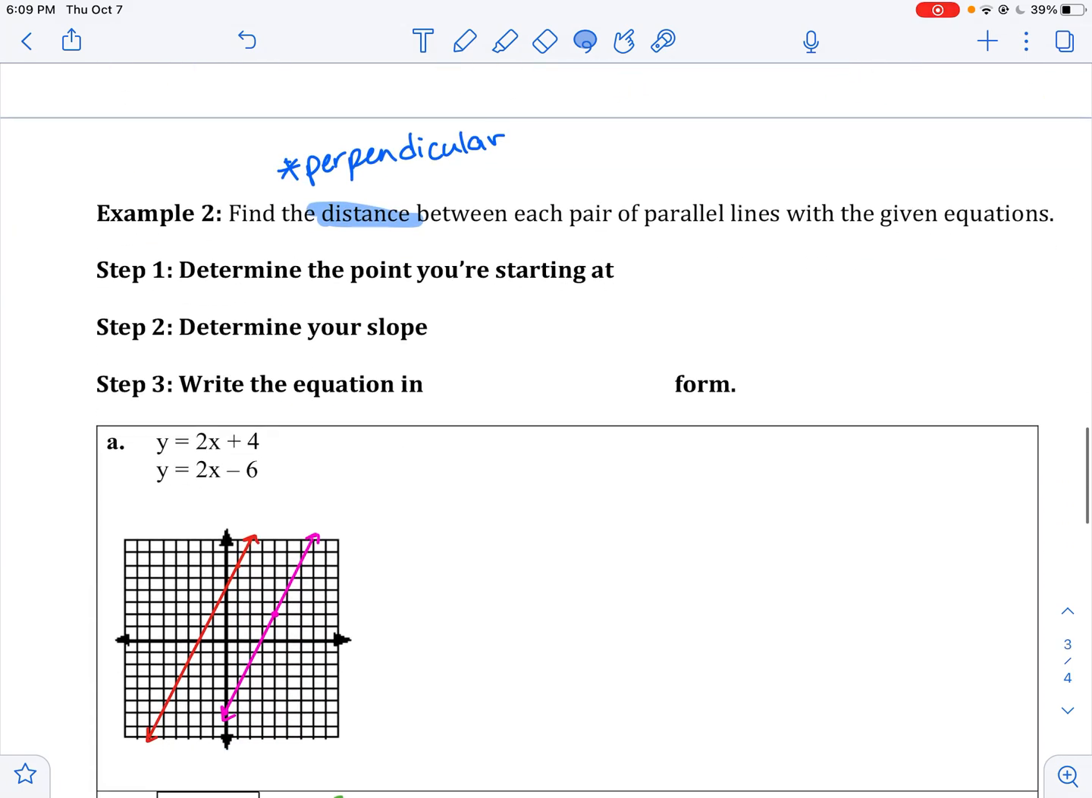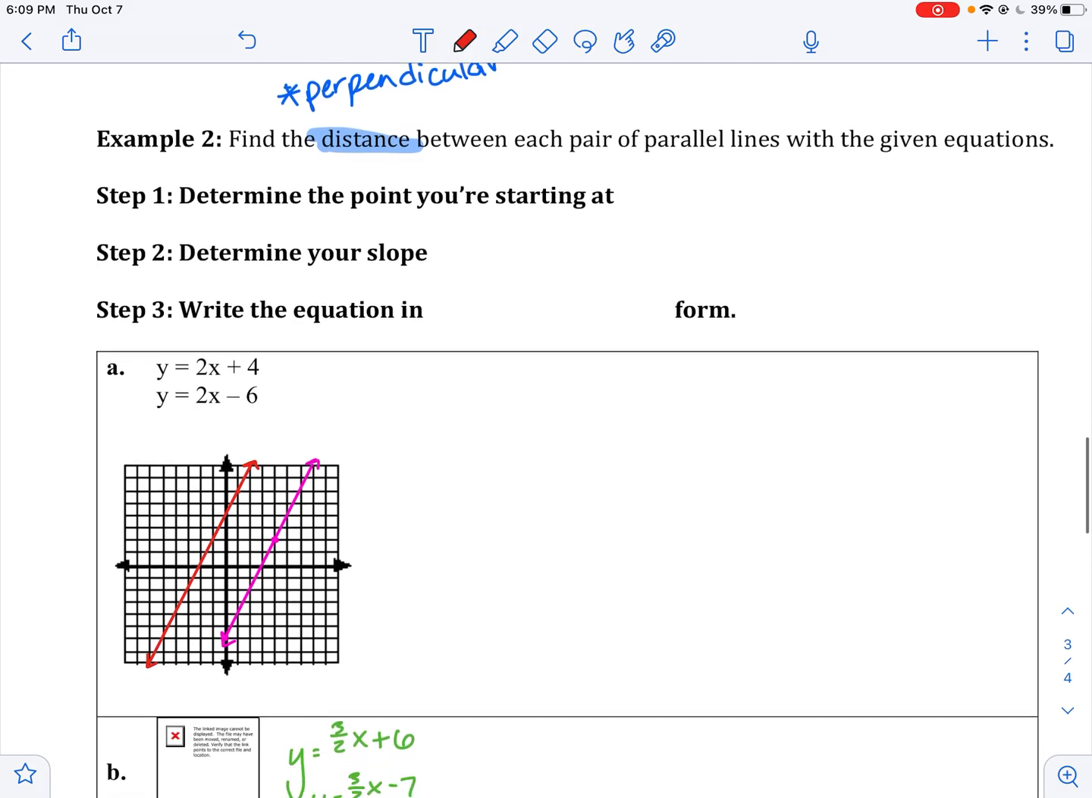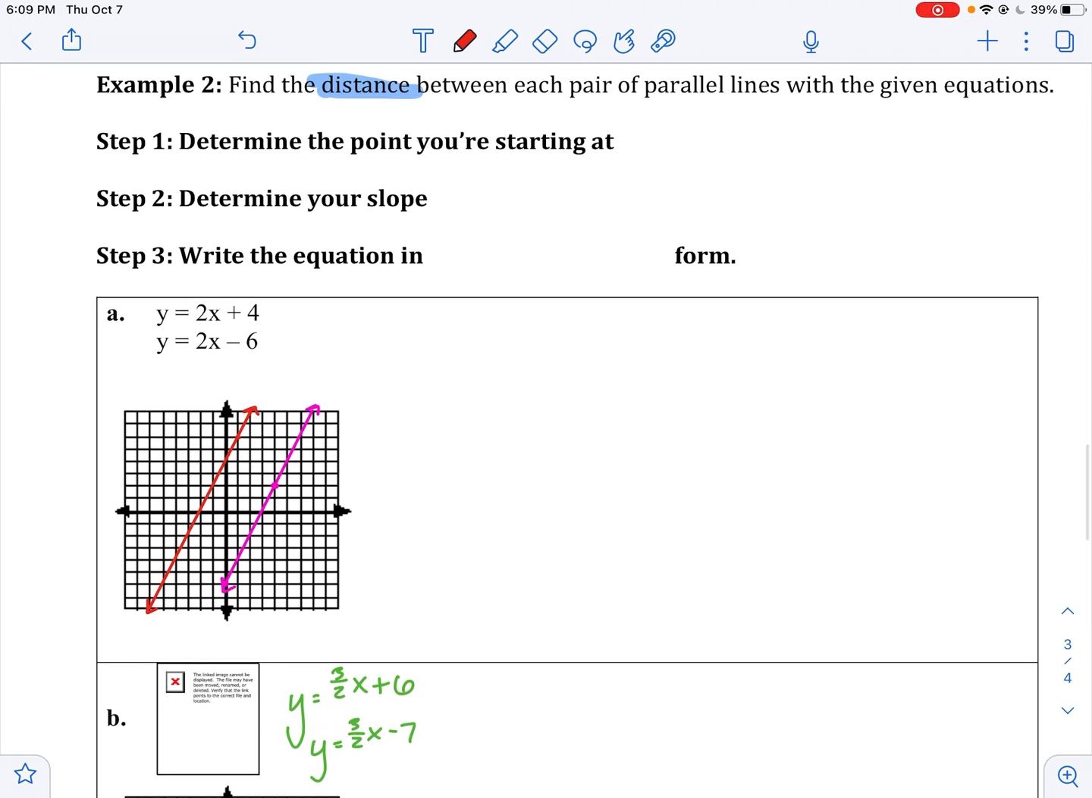All right, so how do I find the distance between two lines that are parallel? First, determine the point you're starting at, then determine your slope for the distance. Then we're going to write our equation in our distance formula format.